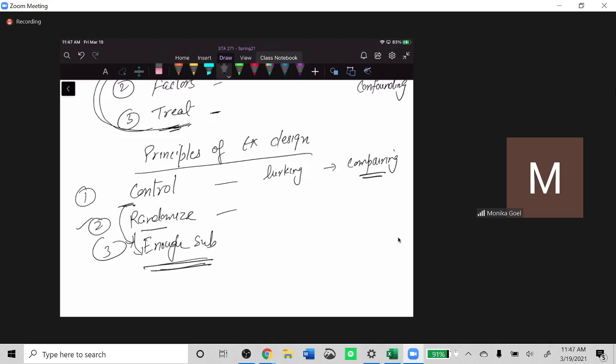So randomization and comparison together prevent bias. And what is bias? Systematic favoritism.